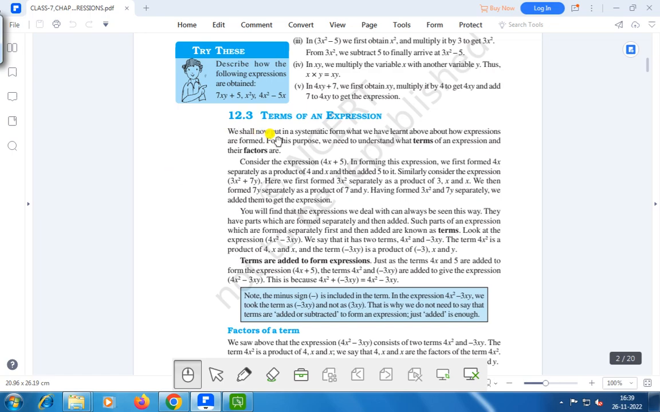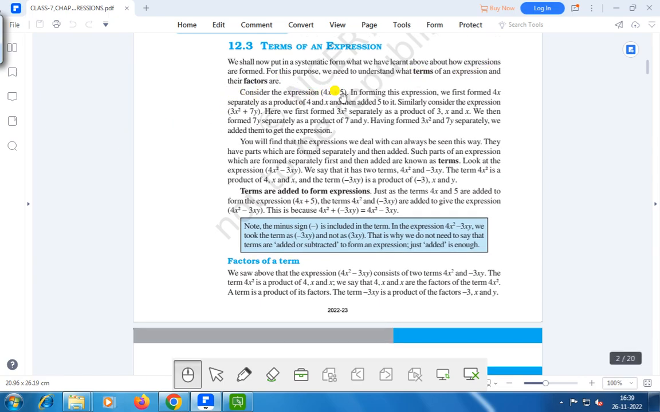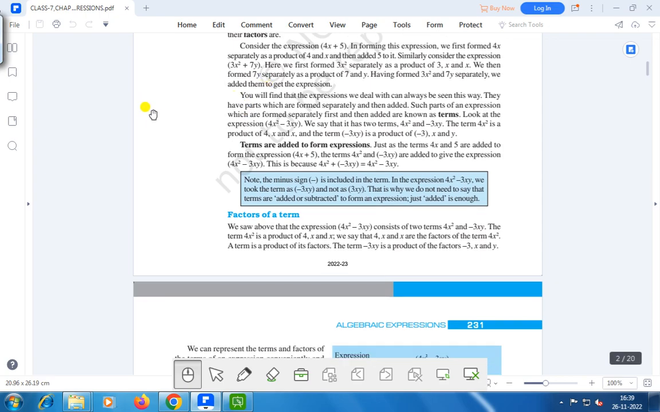Terms of an expression. We shall now put in a systematic form what we have learned above about how expressions are formed. For this purpose, we need to understand what the terms of an expression are and what their factors are. Consider the expression 4x plus 5. In forming this expression, we first formed 4x separately as a product of 4 and x and then added 5 to it. Similarly, consider the expression 3x square plus 7y. Here, we first formed 3x square separately as a product of 3 and x square. We then formed 7y separately as a product of 7 and y. Having formed 3x square and 7y separately, we added them to get the expression.